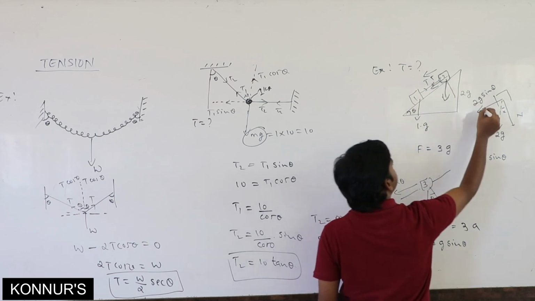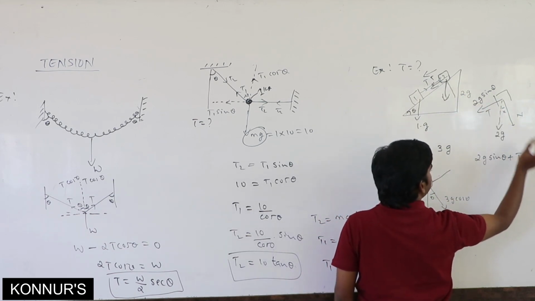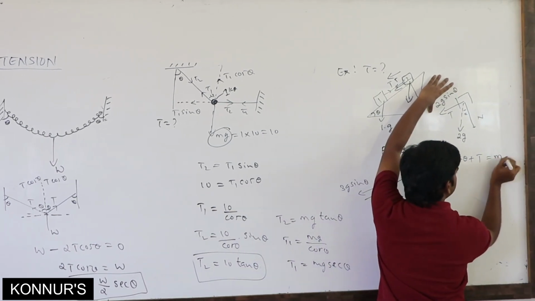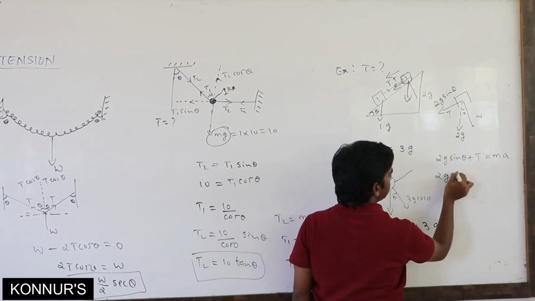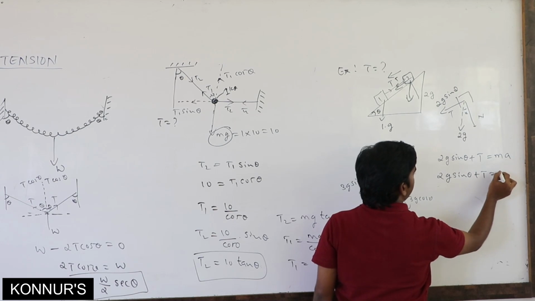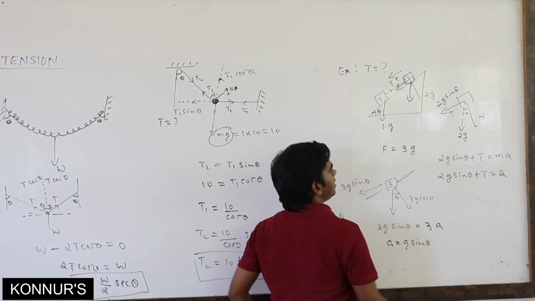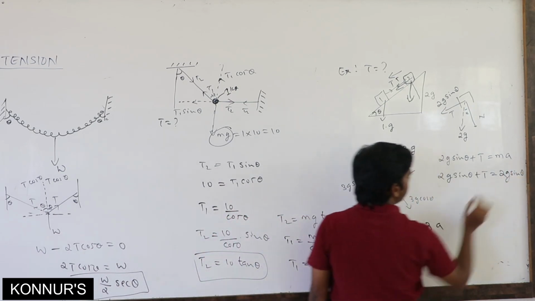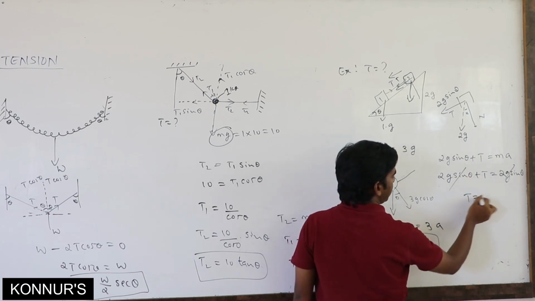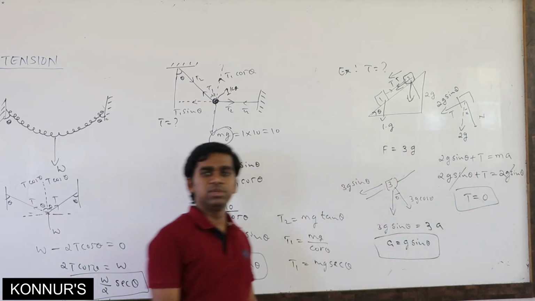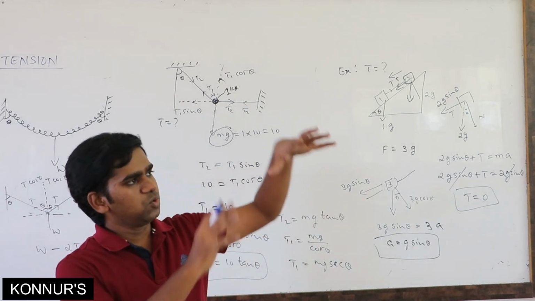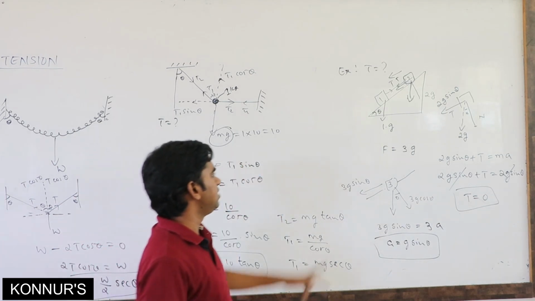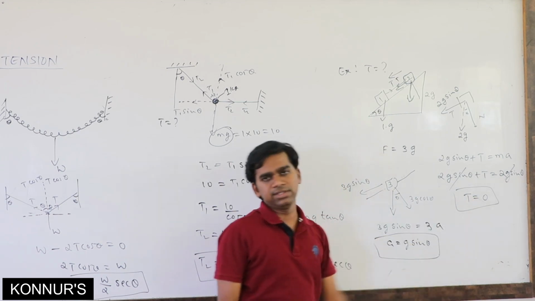One more force is there, that is tension. So you can write plus tension is equal to the net force. Net force is mass into acceleration. So 2g sin theta plus T equals, mass of body is 2, and the common acceleration we found is g sin theta. So 2g sin theta will get cancelled, and tension will become 0. That is why when the two bodies are connected and sliding, there is no tension between them. They cannot offer any tension over there.